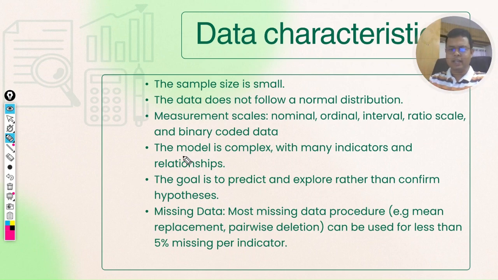In the last slide, I already said that you may have multiple predictors and multiple dependent variables, right? And under each predictor or factor, you may have multiple indicators, or we can say measurement items, right? It's quite difficult to calculate using the traditional method like SPSS or Excel. So this model is quite complex, and for this complex model, you can use SmartPLS, right? On the other hand, the goal is to predict and explore rather than confirm hypotheses.